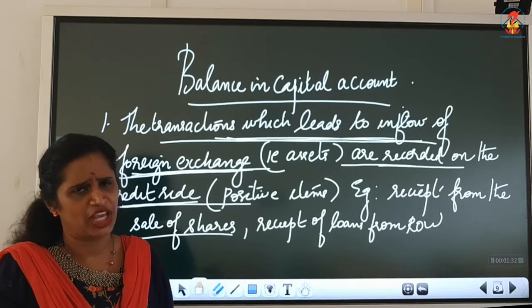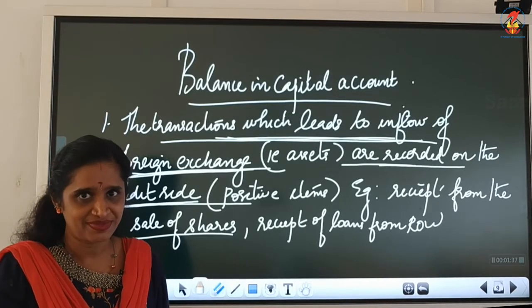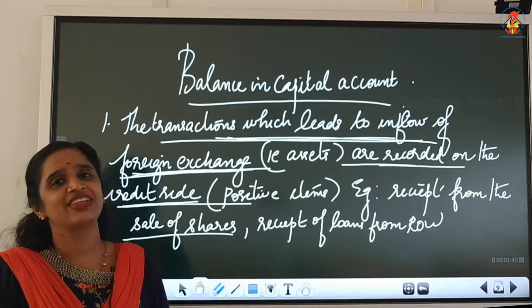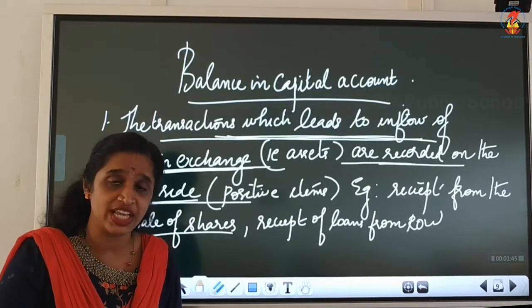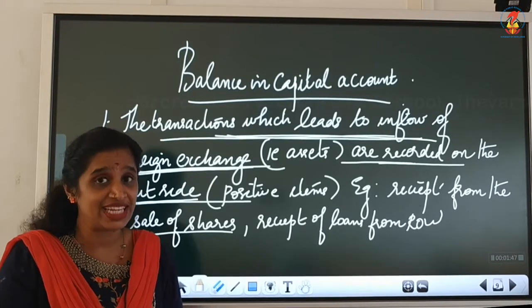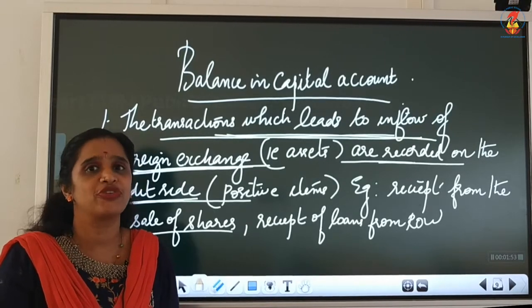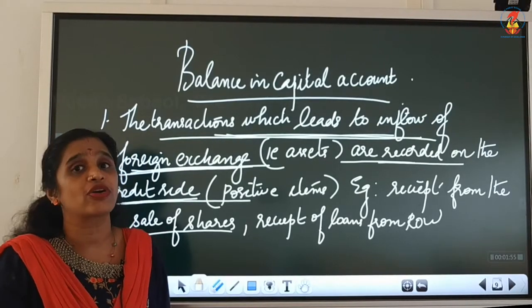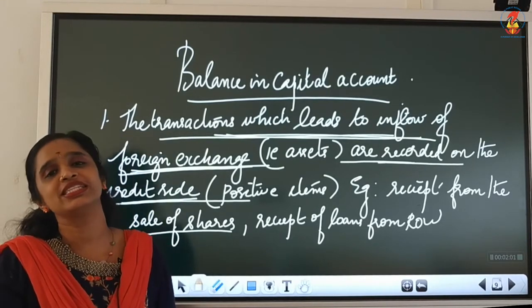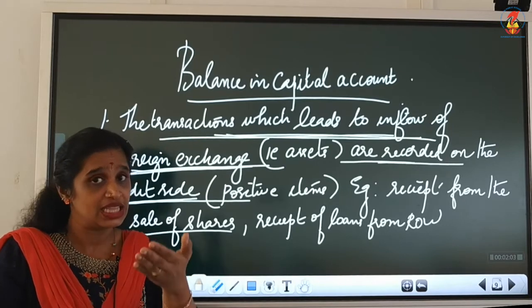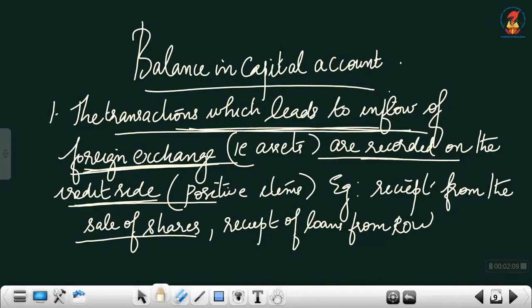What are the examples for the inflow of foreign exchange? When we are selling some shares, we will get money. When we get loans from other institutions, for example, I told you government and private organizations take short-term and long-term loans. When they take loans, they will get the money. So that loan is an asset for them for the time being, so that can be recorded on the credit side. When they repay it, it becomes a liability, then it is recorded on the debit side. So the amount that they receive as loan now can be recorded on the credit side.